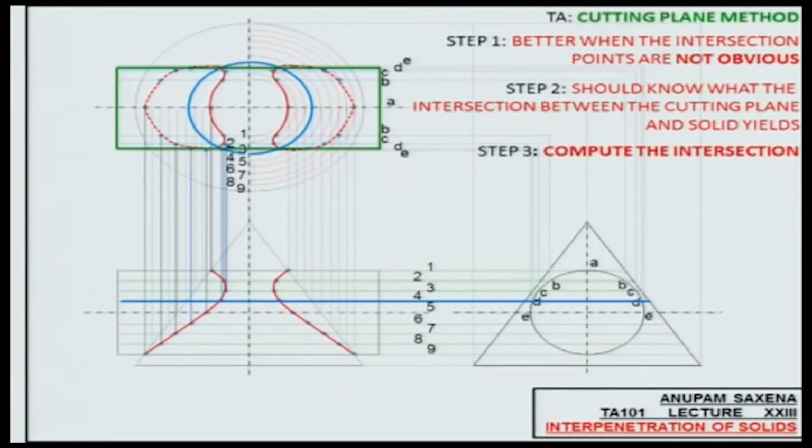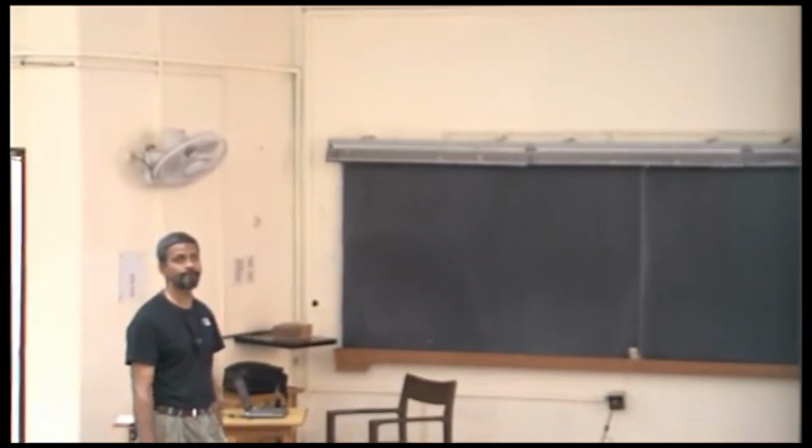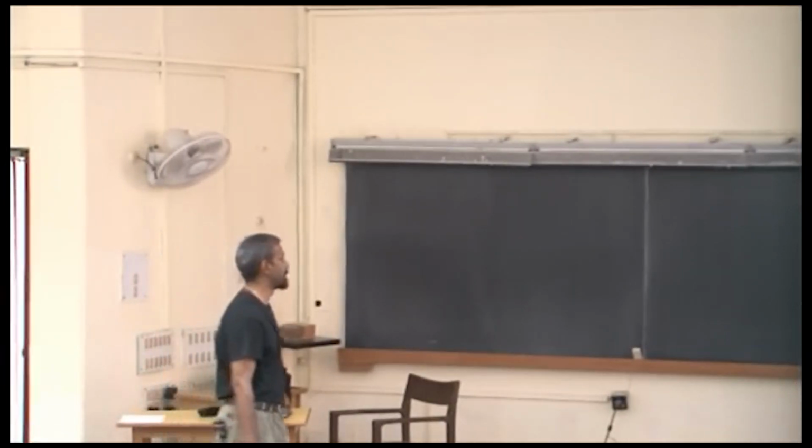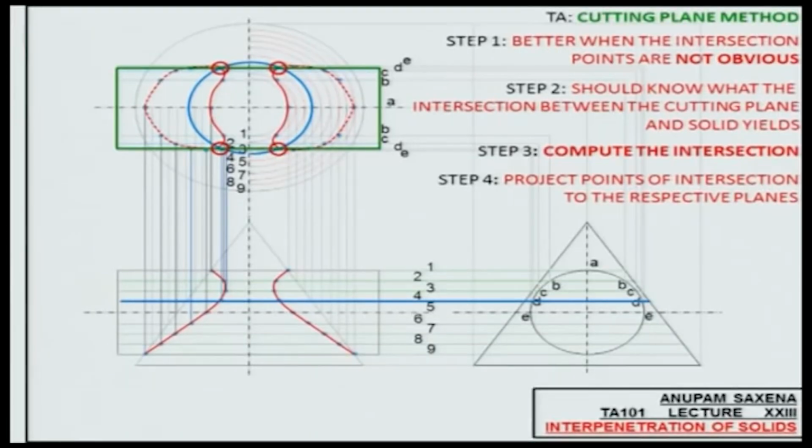So you need to compute the intersection. Number 1, number 2, number 3, and number 4. These intersection points are going to be lying on which plane in the front view? Plane number D, plane number 4. Okay, project points of intersection to the respective planes.